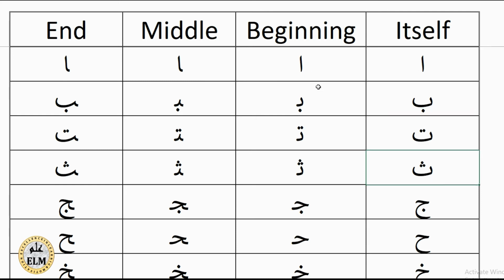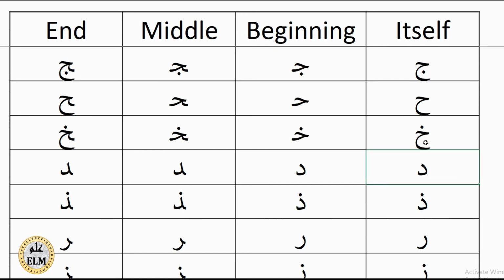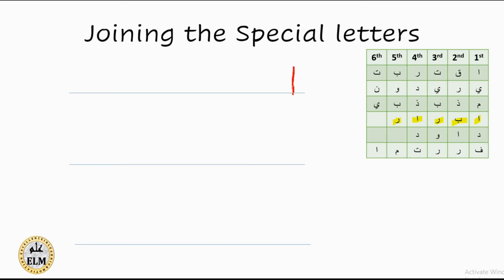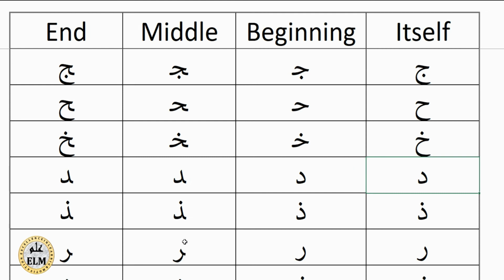Let's look for dhal. Dhal, see, dhal in the beginning and dhal by itself look the same. Dhal, ra, za, all of them, they look the same. The middle and the end look the same, and the beginning and the itself look the same. Let's copy alif. This is how alif looks like. Then ba, by now you should know the beginning form of ba. Let's copy it. This is ba in the beginning. Then we have ra. Ra is in the middle, so we copy the middle form. Let's see how ra looks like in the middle. So this is ra in the middle. Let's copy this shape.